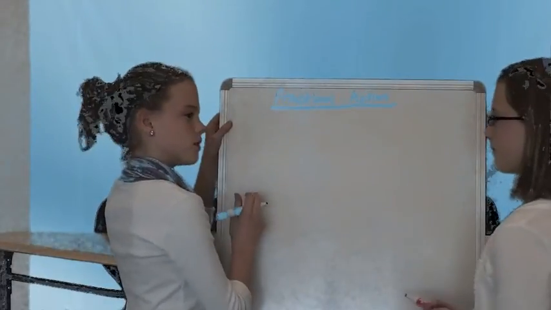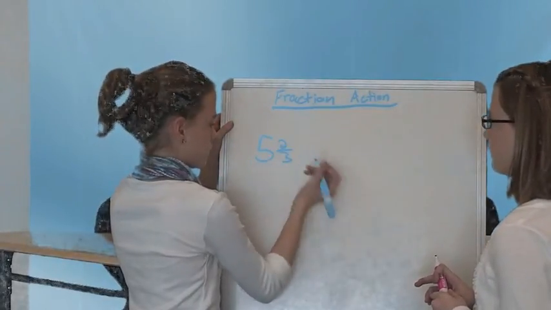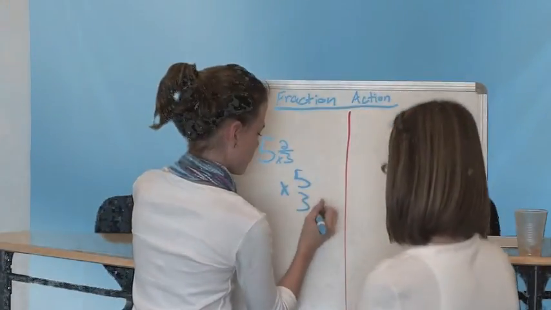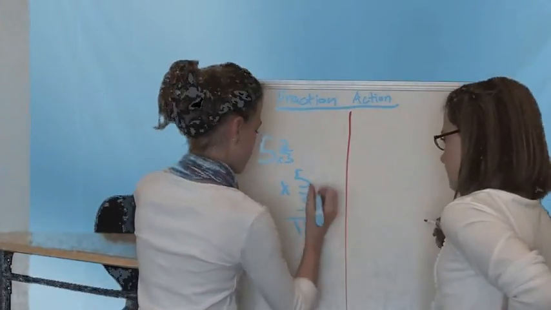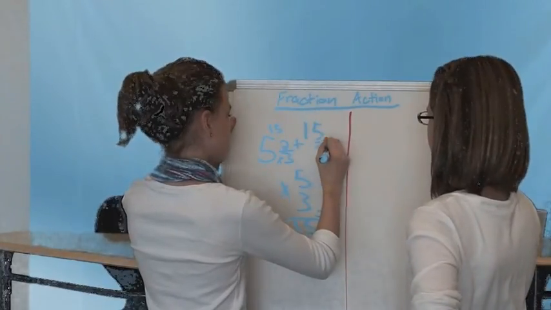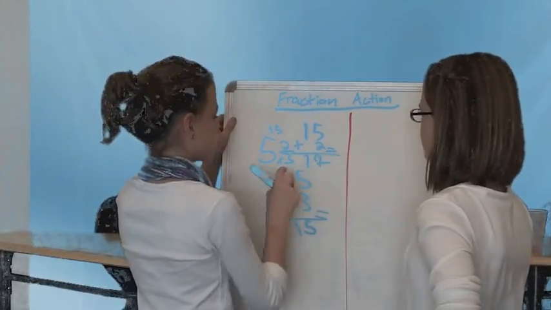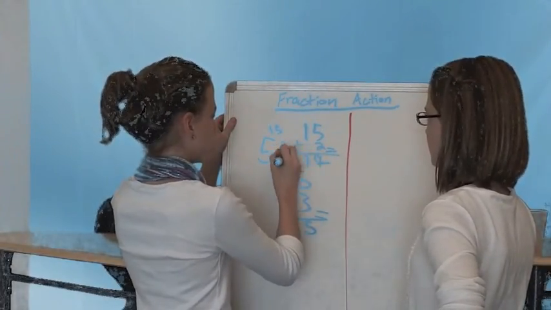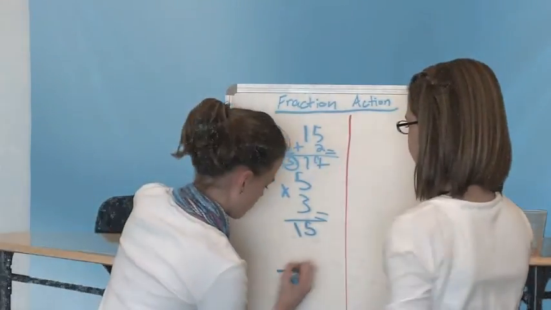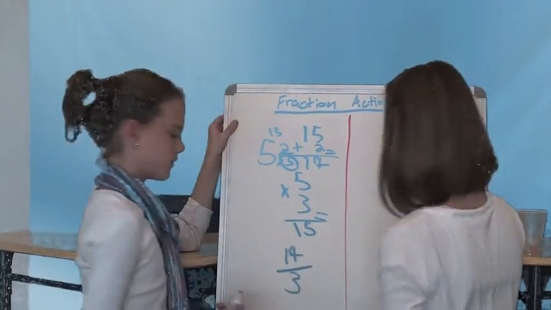Can you give me a mixed number? 5 2/3. Okay, so what you do is you do 5 times 3 equals 15. Put the 15 up here. 15 plus 2 equals 17. And the denominator always has to stay the same, so remember that. So it would be 17 over 3.